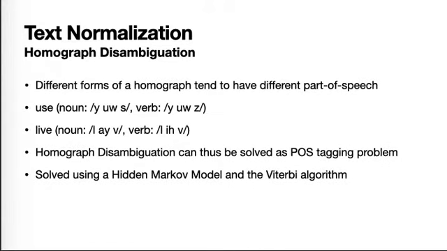So different forms of a homograph tend to have different parts of speech. So this is good. That means we can solve homograph disambiguation by solving a part of speech tagging problem. To solve a part of speech tagging problem, we can use a hidden Markov model and the Viterbi algorithm. I won't go into detail on how this works because this has already been covered in 503 lectures.